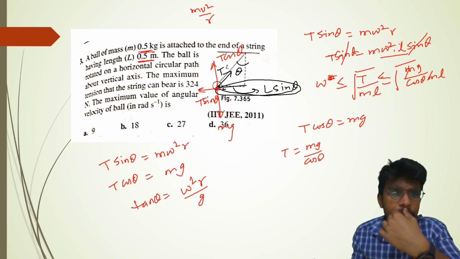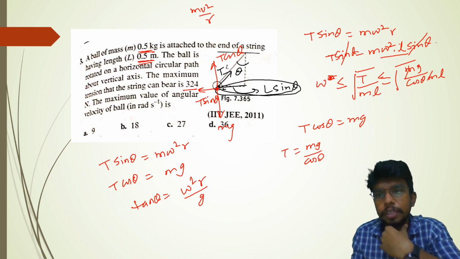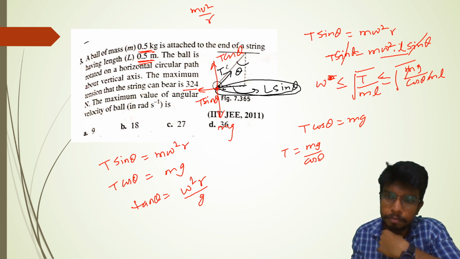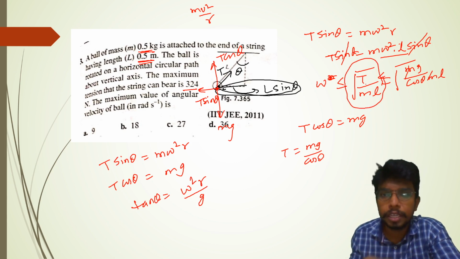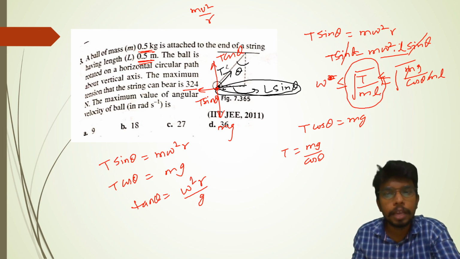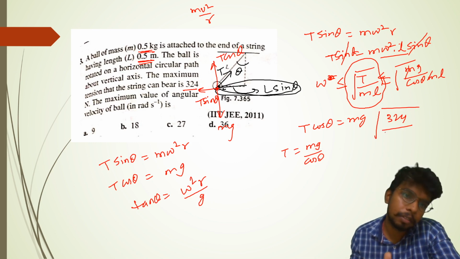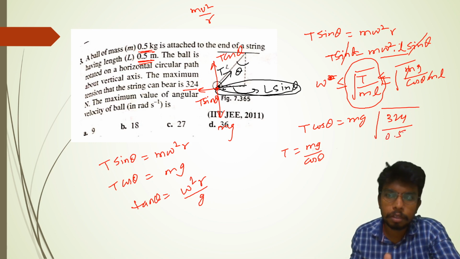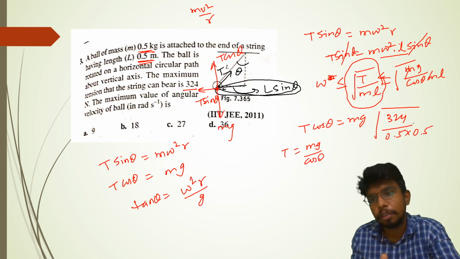Mass I have, L I have, the maximum tension I have. T sin theta equals m omega square r. This is perfect. Sin theta will get cancelled out. T by m. We did it here only. The tension we know as 324, the maximum value. Mass we know, L we know. If we put the values, we should get the result. It's 324 divided by mass, which is 0.5, and length, which is also 0.5. So effectively it becomes 0.25. That becomes 25.